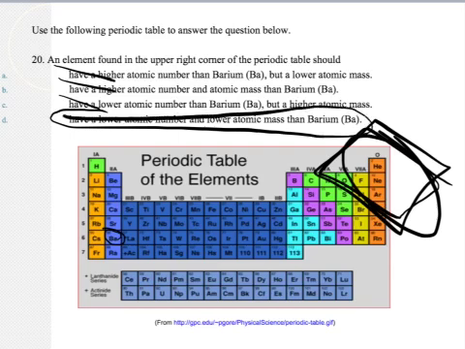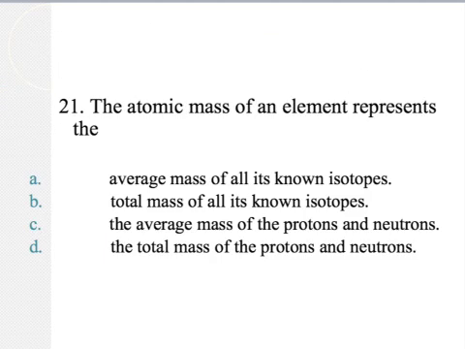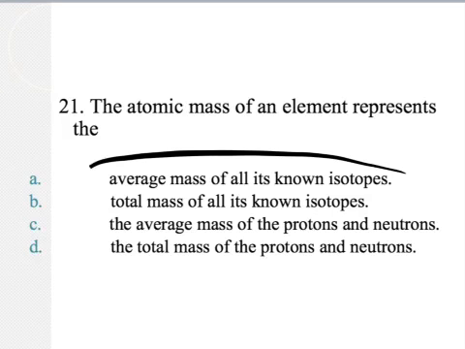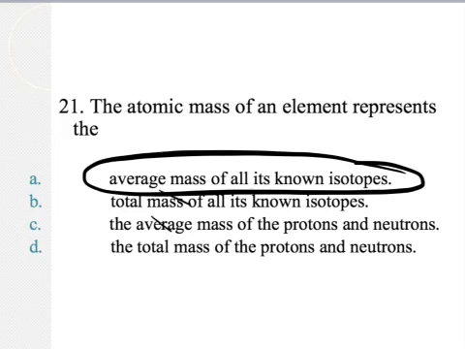The atomic mass of an element represents, okay, what does it represent? The atomic mass represents the average mass of all its known isotopes, okay? Not the total, it's the average. It's not the average mass of protons and neutrons, nor is it the total. This is mass number, and there is a difference.